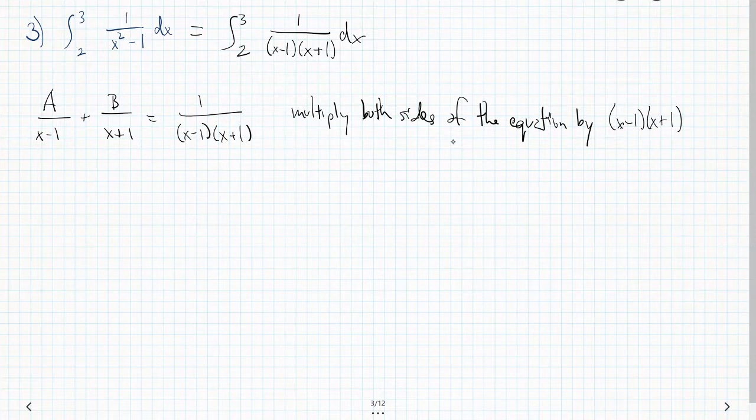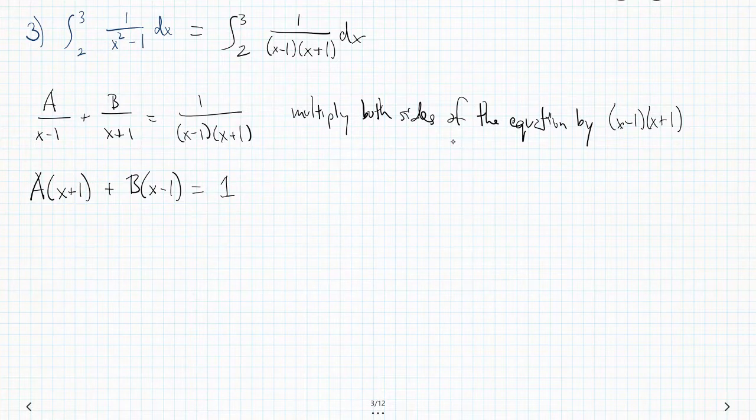This will give us a chance to solve this thing. So notice the x minus 1s would cancel in that first one, and you're left with a times the quantity x plus 1. Plus in the second case, you'd have b times the quantity x minus 1 equals, and then the two terms would cancel in the denominator of that last piece, and you get 1. So notice we can solve these things just plugging in certain x values.